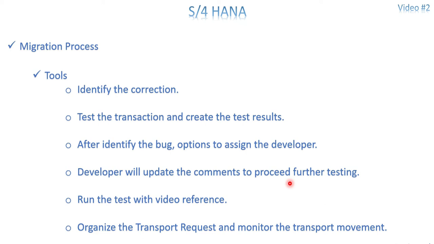So they confirm that they can close the ticket, okay? And we can run the test with a video reference, so the functional person should not have to explain in great detail. They don't have to create any document saying this is step 1, step 2 and everything, because the tool has a video reference. So they can record the entire transaction, and where the bug is, they'll show it: okay, there is a bug in it, please fix it.